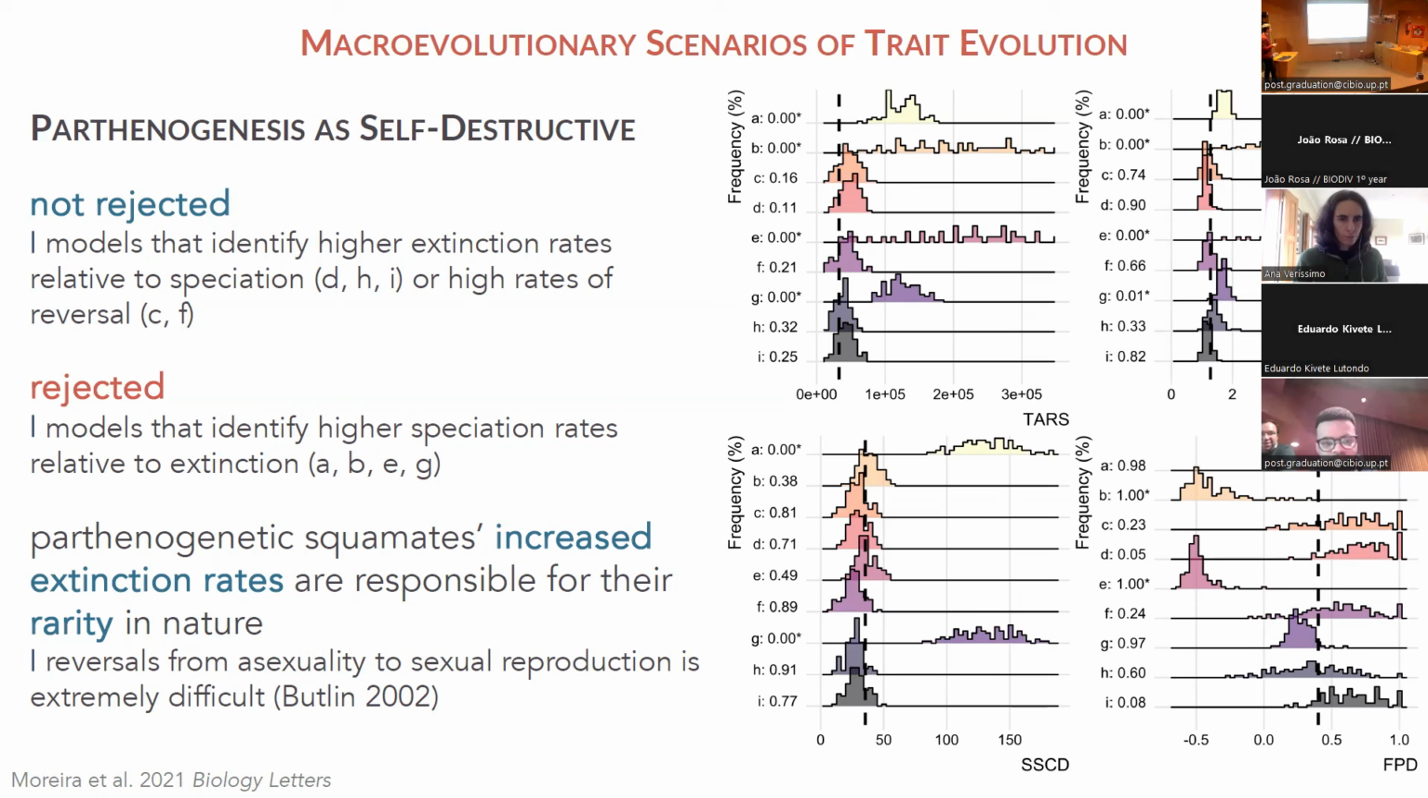So we go even further as to suggest that in parthenogenetic squamates increased extinction rates are responsible for their rarity, because reversals from asexuality to sexual reproduction are extremely difficult. And so this would not be, although it can create similar scenarios of trait evolution, because we do not reject models that have high rates of reversal, it will be extremely difficult due to physiological limitations for reversal from asexuality to explain this pattern in parthenogenesis. And so ultimately we identify parthenogenesis as self-destructive due to its negative relationship with extinction.